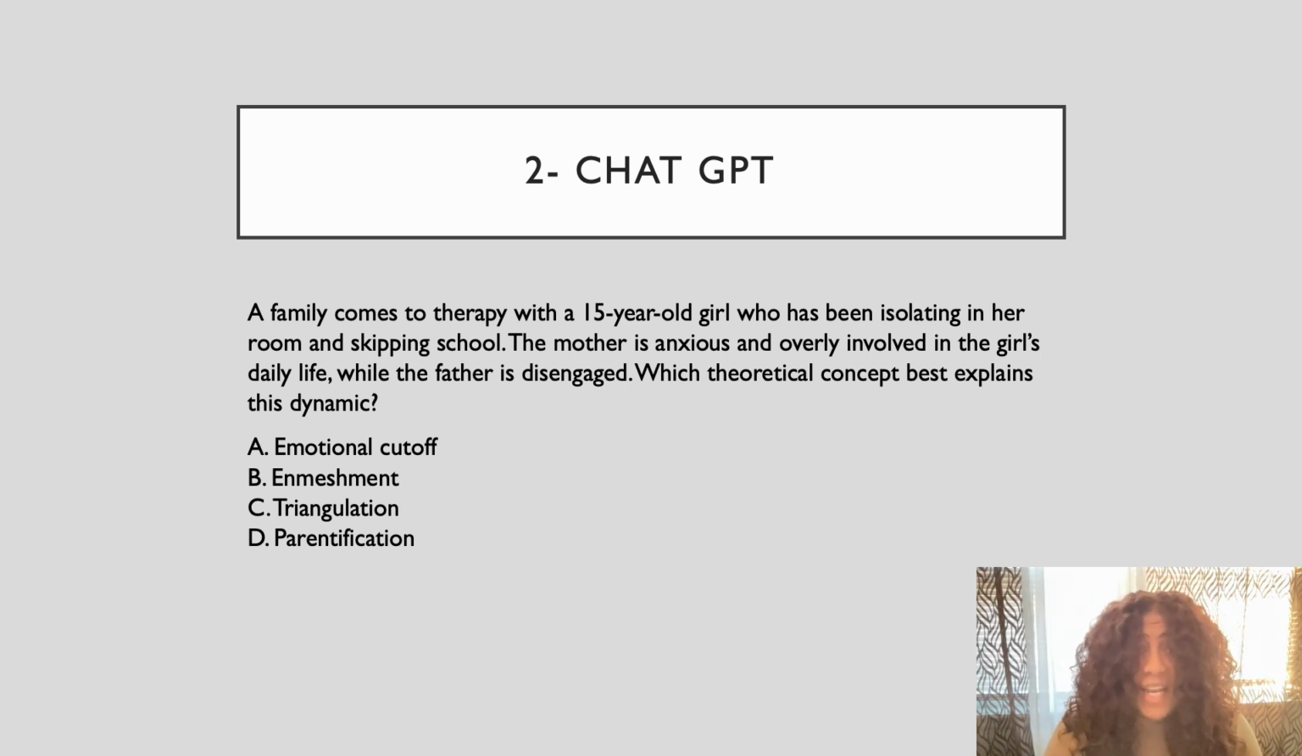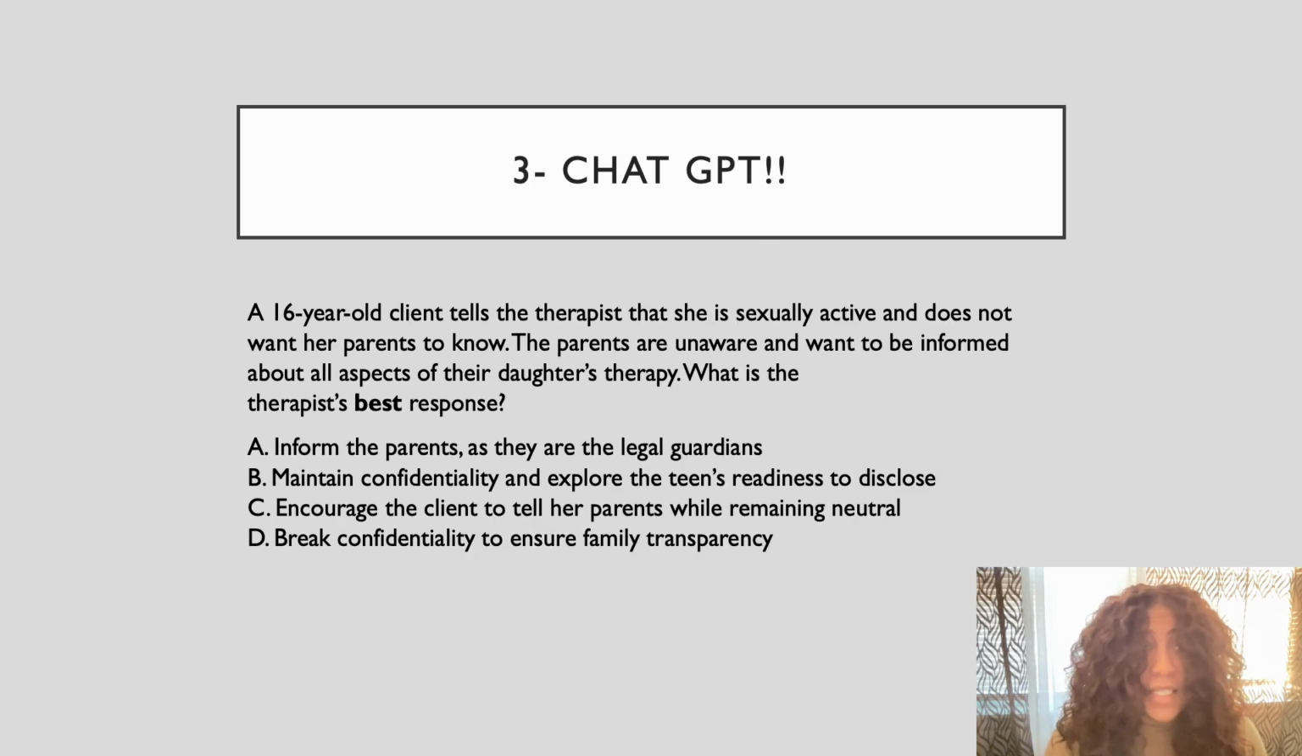And that leaves us with what? Enmeshment. Because if we pay attention to it, the mother is overly anxious and she's overly involved in her daughter's life. That led us to B, enmeshment. And I say that to say this. Know your terms. If you know your terms, you can automatically eliminate the ones that just don't make any sense. Make it make sense. Okay.